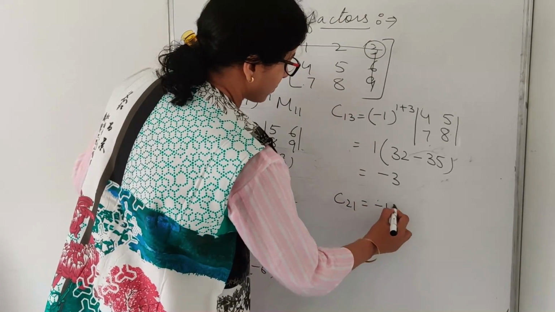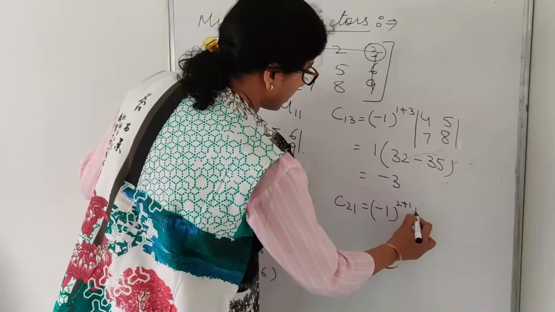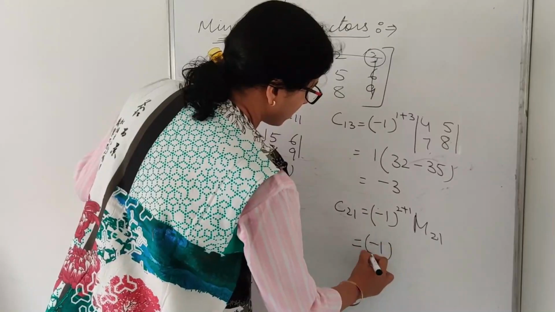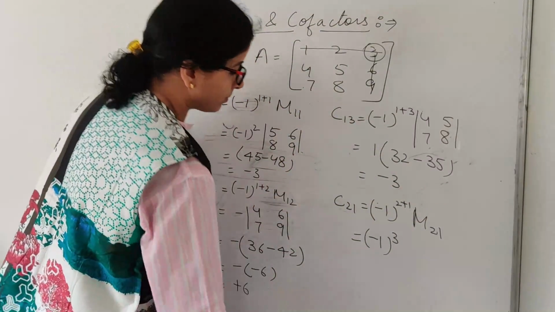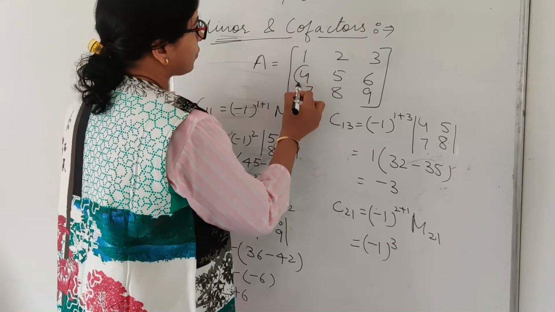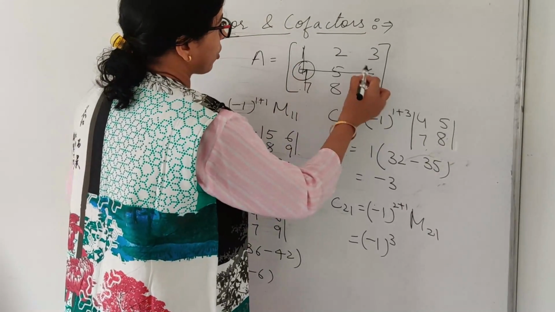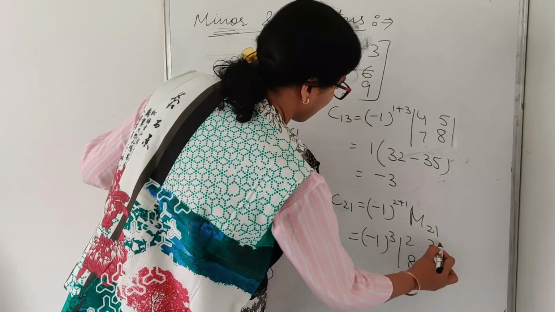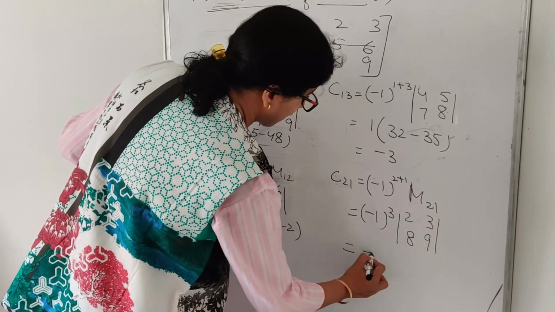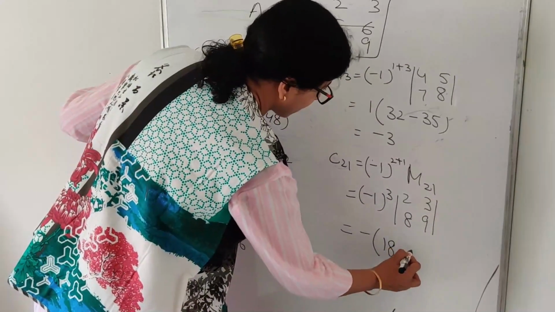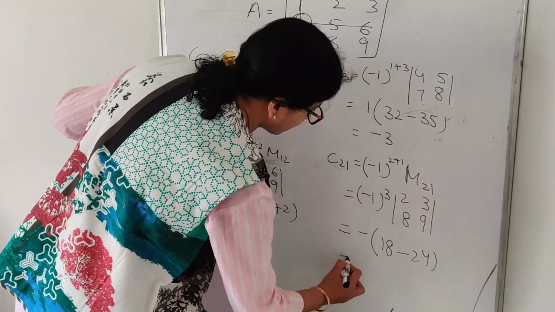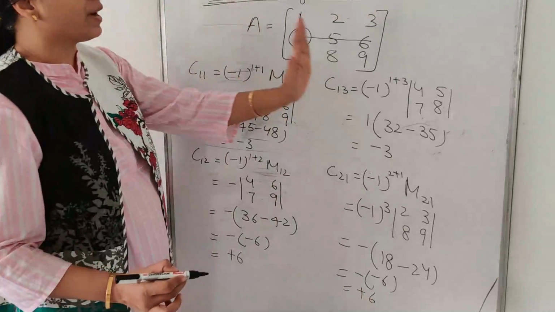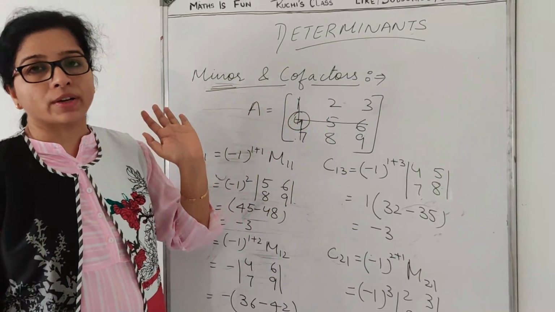Okay. Similarly, we can find for C21. So C21 is minus 1 raised to the power 2 plus 1, and this will be M21, right? So minus 1 cube, and what is my M21? So take this 4, leave the corresponding row and column. So you are left with 2, 3, 8, 9. Okay. Minus 18 minus 24. So you are left with minus of minus 6, which is equal to plus 6. Similarly, we can find out the other elements of the cofactors.